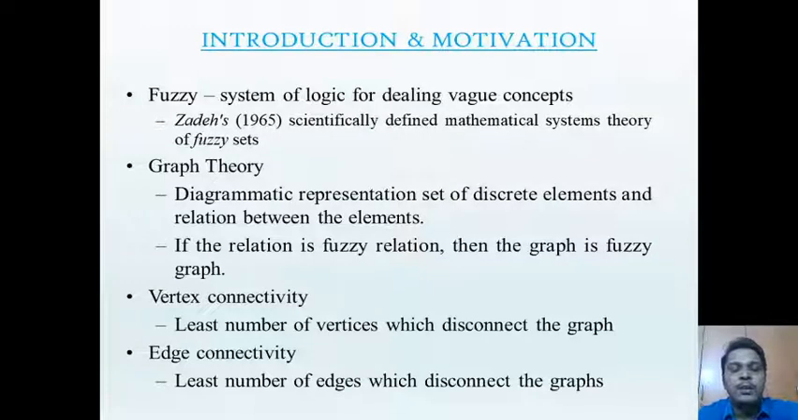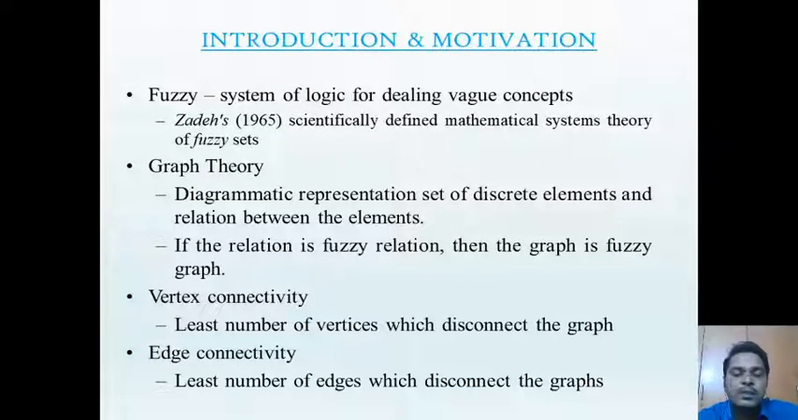So, introduction and motivation, graph theory. In school days we went through the graph, which is a continuous one. Suppose the elements are discrete and there is a relation between those things, then we can go for graph theory. This is a diagrammatic representation of discrete elements and their relations. Generally it is fuzzy graphs. Nowadays the recent topic is fuzzy graphs.